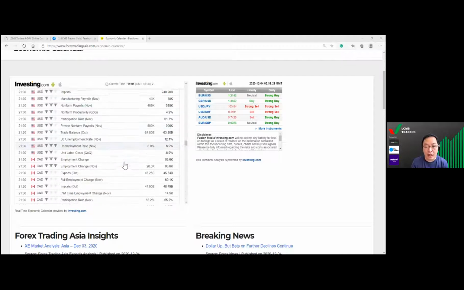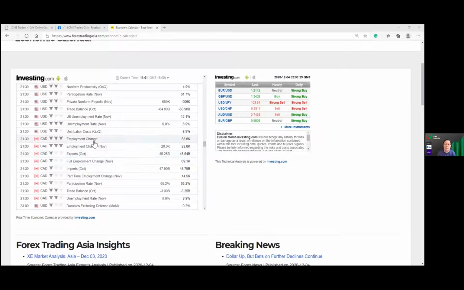The other one I'll be interested in as well is the Canadian dollar employment change. The employment change here is 83.6K, with a forecast of 20K. I won't be surprised if there's some slight increase, although Canada is impacted by COVID-19 quite badly. However, with oil there seems to be some optimism, and there could be some improvements from there. The unemployment rate change, I believe, is going to be very close to 8.9%. So we just watch out for the employment change from Canada.